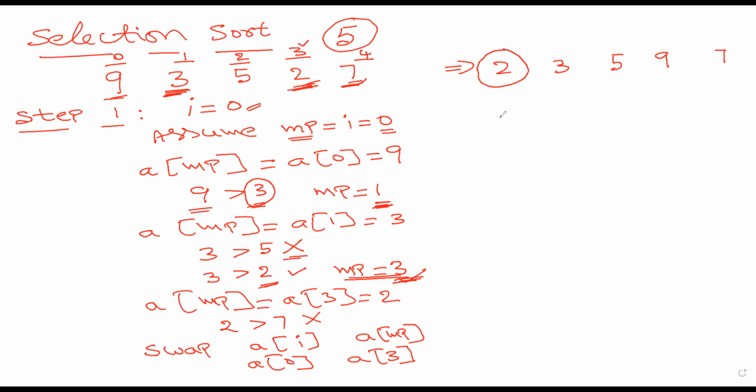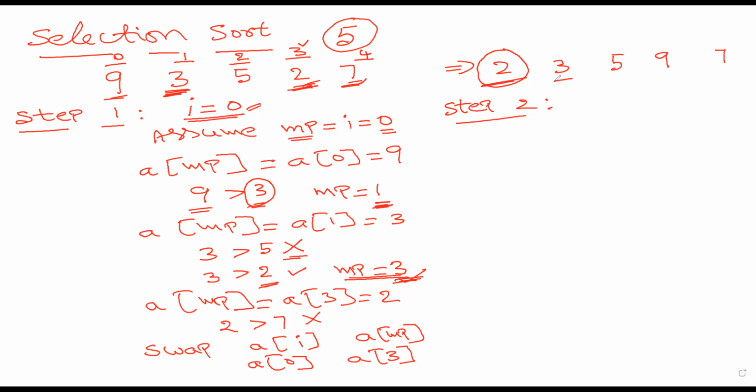That is the starting position. The least element comes to the starting position. Next, step 2. In the case of step 1, we assumed the minimum element position is 0, that is I, because that is the starting one. Here we already got the least element to that particular position.